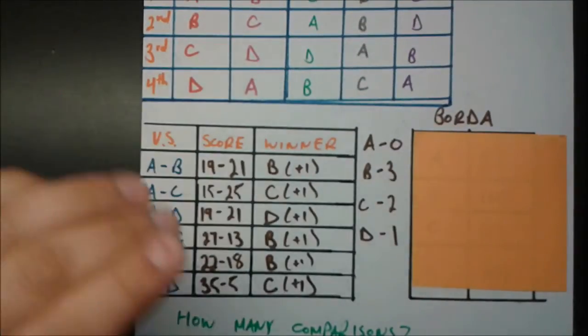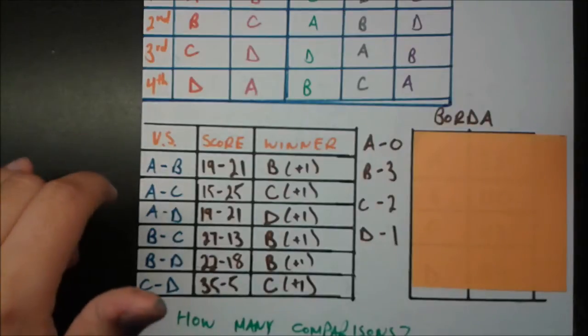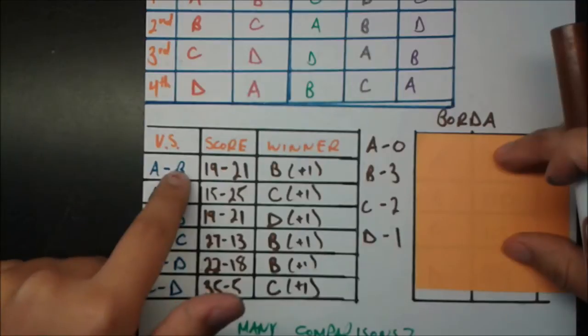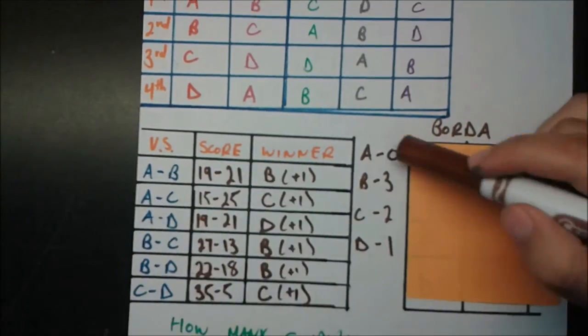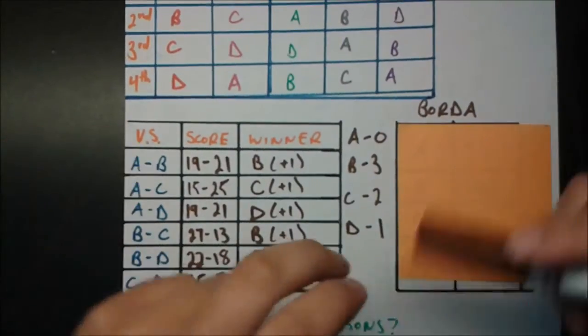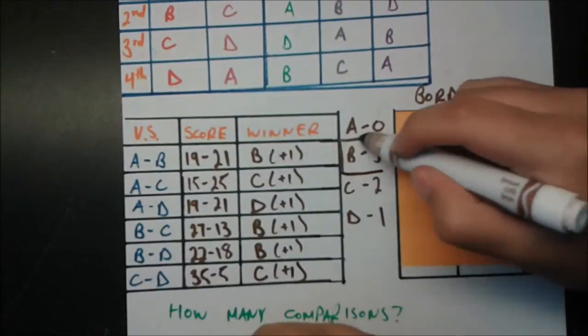But if there is a tie, which we'll see in the next example, then you give each person half a point. So if there was a tie between A and B, if it was 20-20, A would get half and B would get half. But the thing is that these half and half still add up to 1. So at the end, when you add up all these, they should still add up to 6 total. So the winner here under the pairwise or Copeland's method is going to be B.